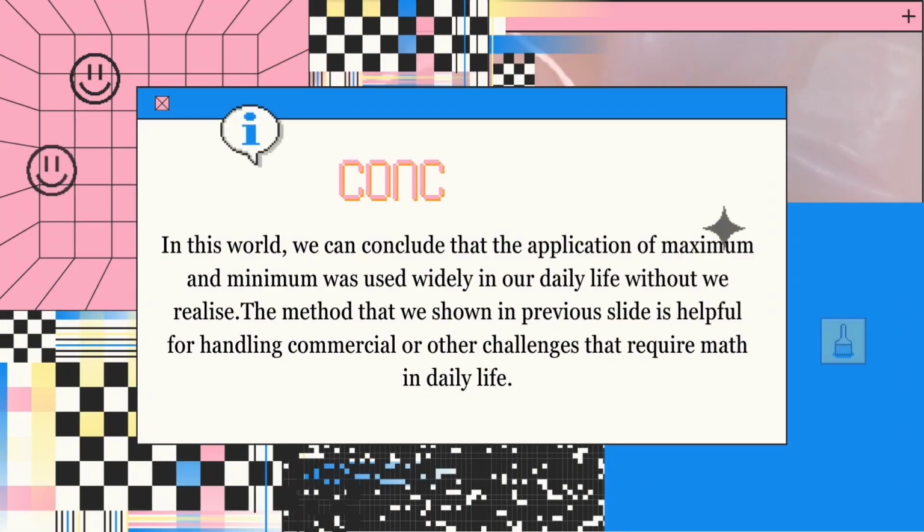For the conclusion, we can conclude that the application of maximum and minimum is used widely in our daily life without us realizing it. The method that we showed in the previous slides is helpful for handling commercial or other challenges that require math in daily life.